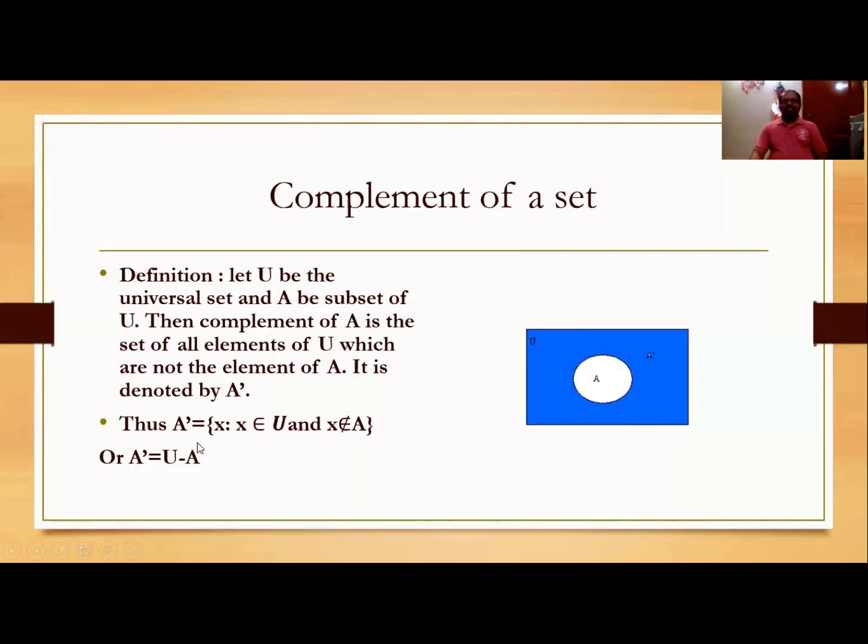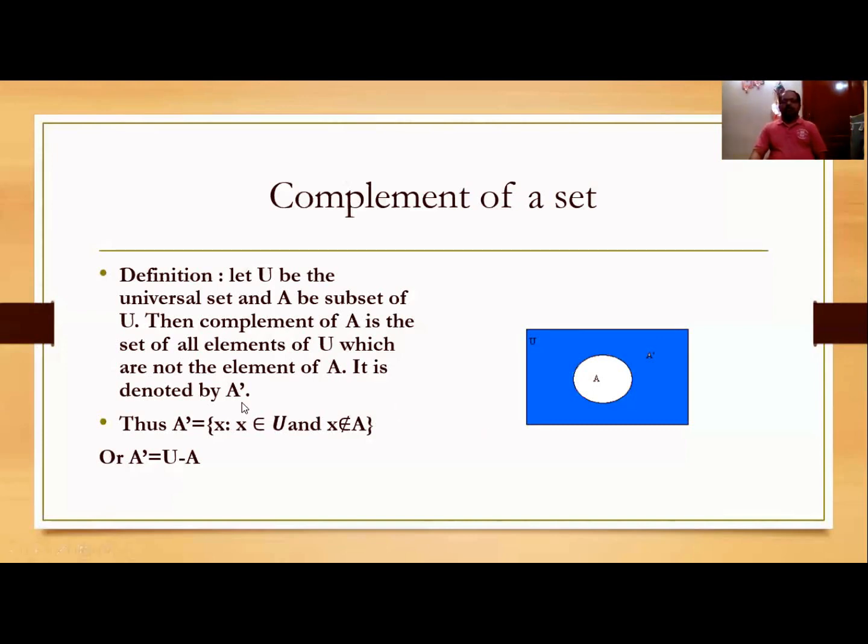In set builder form, how can we write the complement of a set? It is the set of all x such that x belongs to the universal set U but x is not in A. That is, all elements in U which are not in A form the complement of A. Or it is simply the difference of U and A taken in order, U minus A, which gives the same set.